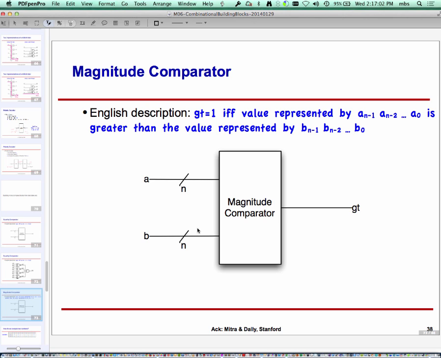So how should we do it? Before we dive into the design, think about how we compare numbers. Let's say I ask you to compare two 3-digit numbers. Forget binary, just look at regular decimal. Let's say I give you two numbers, 172 and 243. How do you go about comparing these two numbers? Compare the hundreds place. In this case, the hundreds digits were 1 and 2. 2 was greater than 1. We are done. So 243 is greater than 172.